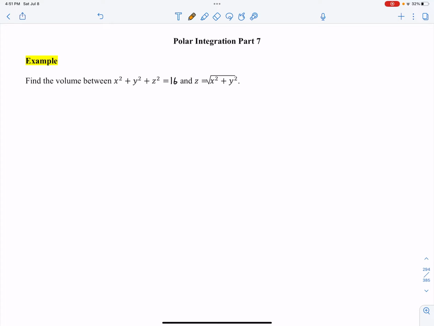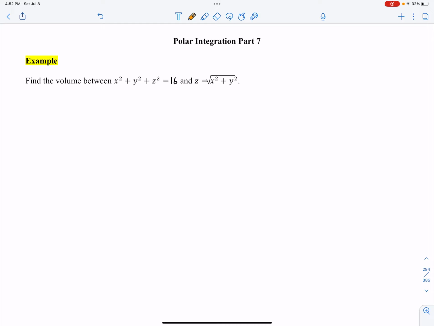This video will continue our discussion of polar integration by working another volume example. So we want the volume between, that first thing is a sphere with radius 4, and then the second thing would be a cone. So we're trying to figure out, we have a sphere intersected with a cone. We want the volume between them.